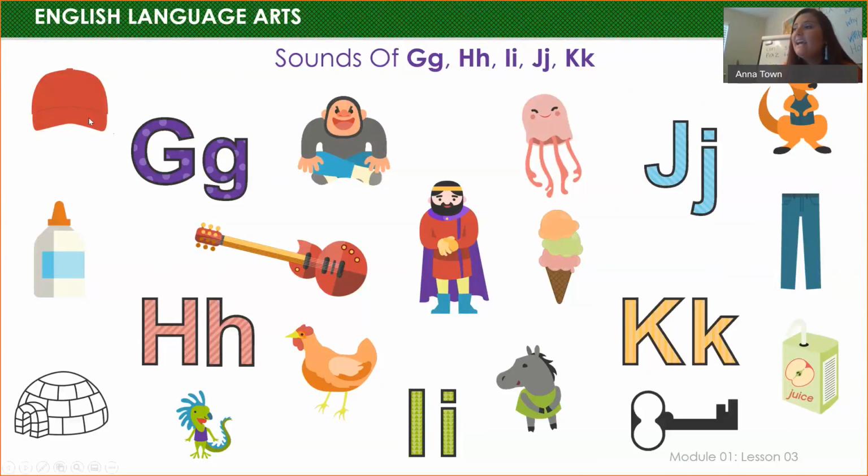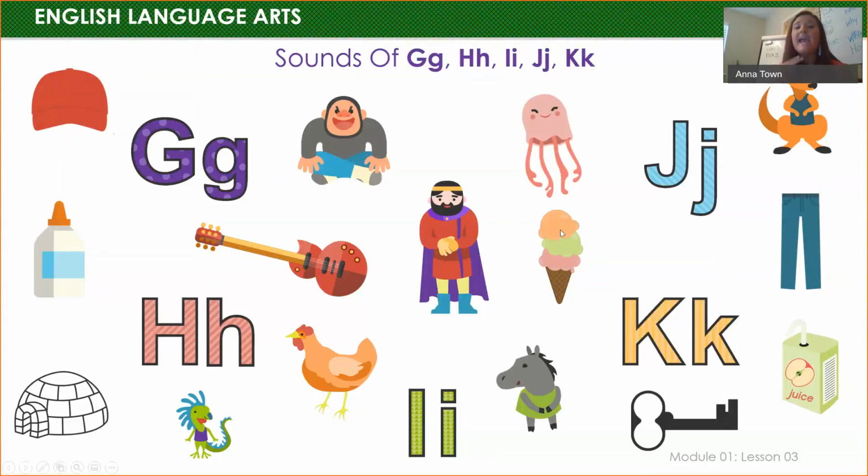Hat, hen. Let me hear you say that. Hat, hen. Good job. We're going to move on to the letter I. I makes two sounds because it is a vowel. The long sound is its name. I, like an ice cream.